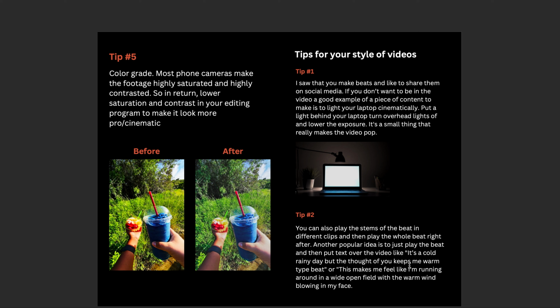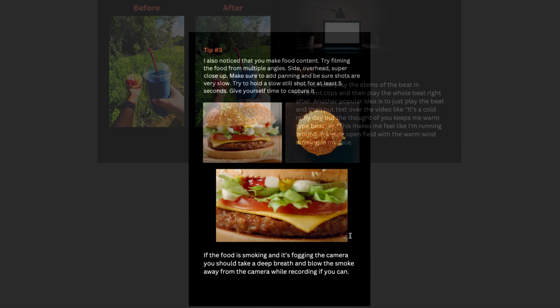That's a cool idea. Something else you could do, because I noticed you kind of did this, you would put the title of the beat over your beat that was playing. You could do things like putting text over it, like, it's a cold rainy day, but the thought of you keeps me warm type beat. And so they're reading it, but they're also listening to it. And so that allows them to visualize it. Or you can say something like, this makes me feel like I'm running around in a wide open field with warm wind blowing in my face, and putting that over the clip of the beat playing. So that's just a couple ideas for beats specifically.